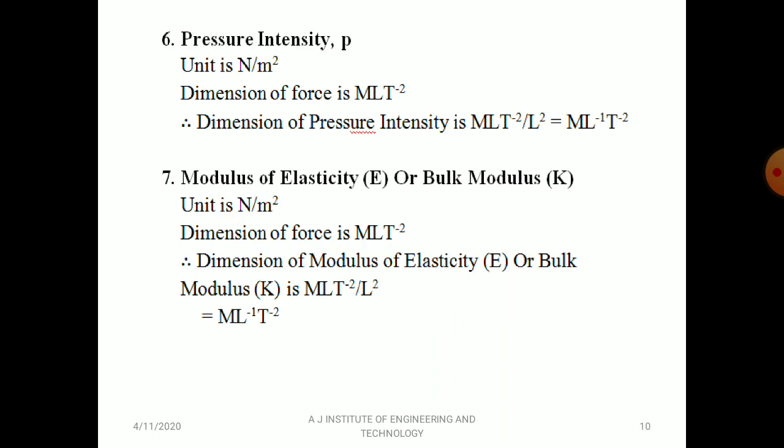Next, pressure intensity, that is represented by small letter p, unit is Newton per meter square or Pascal. Pressure has unit Newton per meter square, so you have to write first the dimension of force. Dimension of force is, from F equal to ma, we already obtained as M L T to the power minus 2. Then dimension of pressure intensity is M L T to the power minus 2 divided by L square, that is for meter square. So overall dimension becomes M L to the power minus 1 T to the power minus 2.